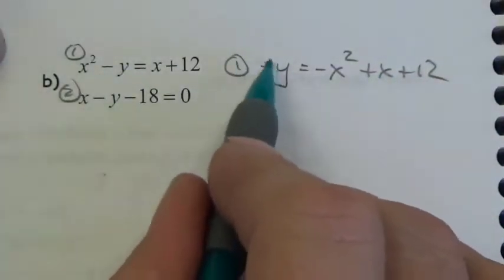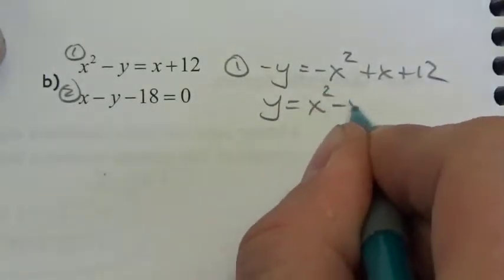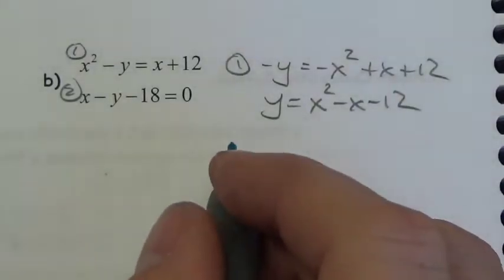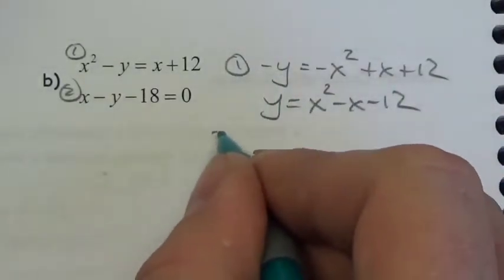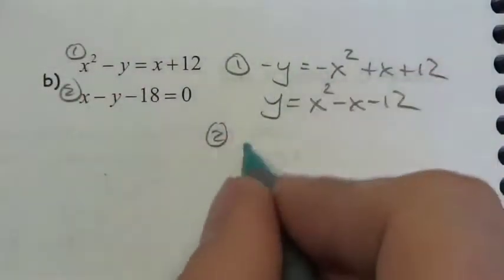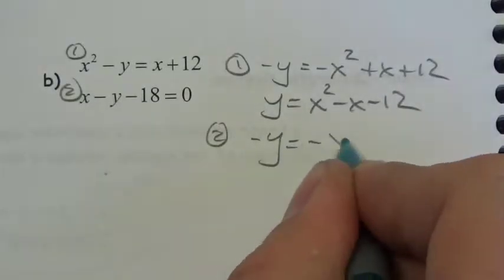And then I'm going to remove the negative. I'm going to change the sign on every term here. So y is going to equal positive x squared minus x minus 12. Okay, well there we go. There's my first equation, and it's in a form that's easy for me to enter into the calculator. Wonderful. Equation 2, let's bring over the x and the negative 18. Okay, so negative y is equal to negative x plus 18.